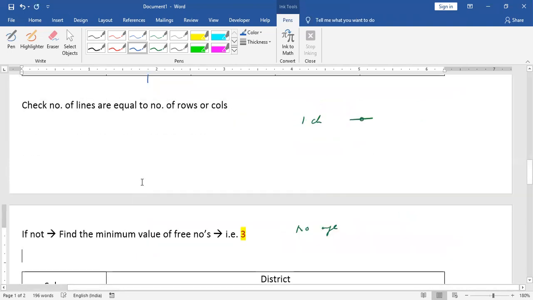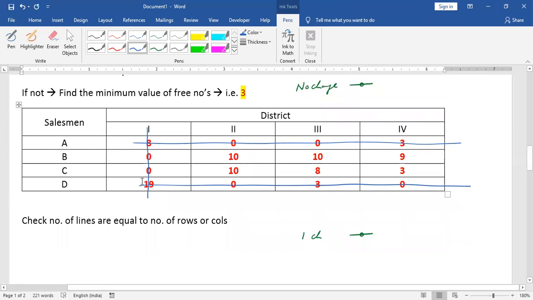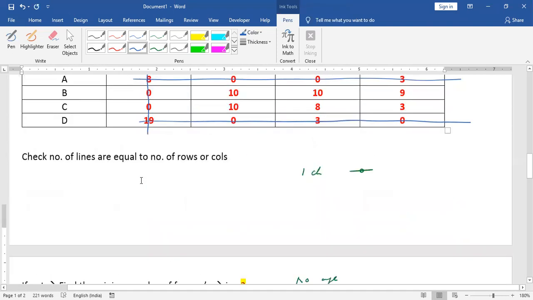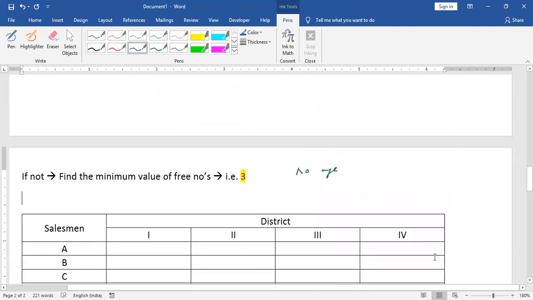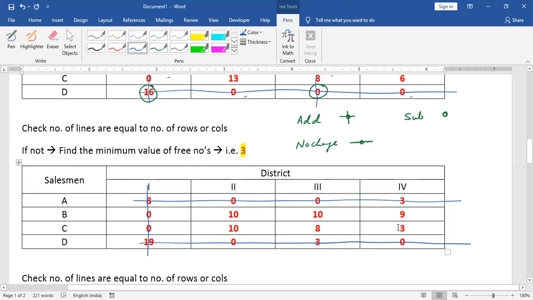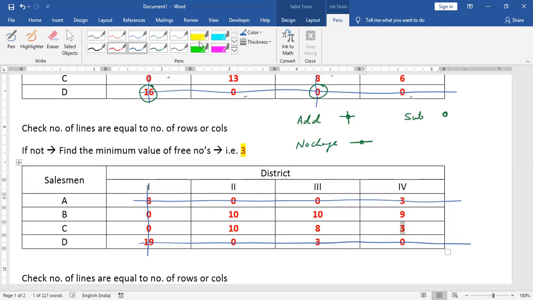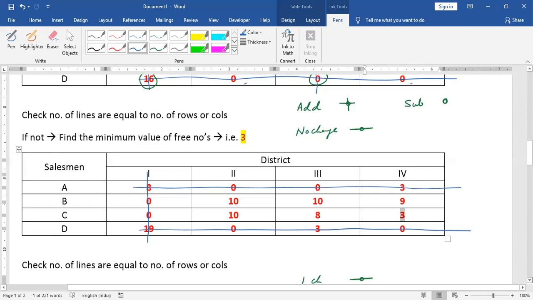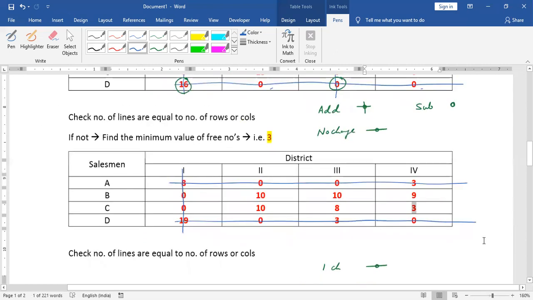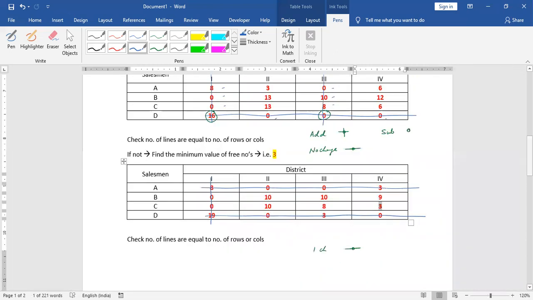Check whether the number of lines equals the number of rows and columns. I will check, and the minimum value is what? Again 3. In this case the minimum value is again 3, right? So when the minimum value is 3, we will do the following. I'm going to reduce the size of the table so that I can write it.